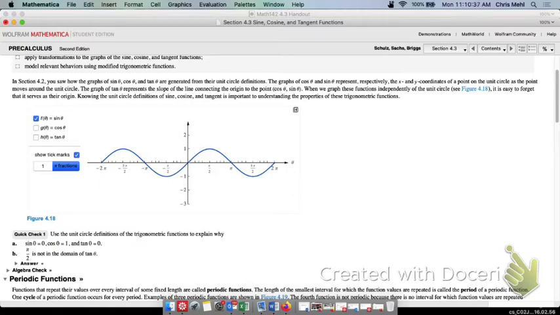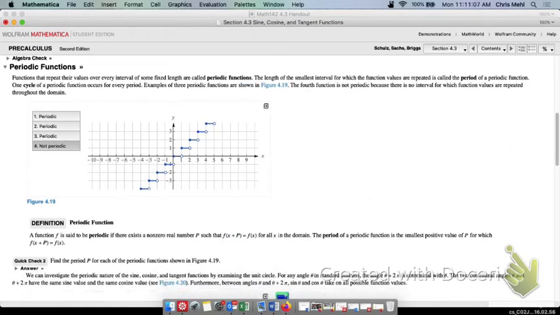One thing you notice is that on every interval of length 2 pi, the graphs of sine and cosine will repeat themselves. Whereas on the graph of tangent, you can see that the graph is just a bunch of copies of what the graph looks like from minus pi over 2 to pi over 2. So this graph repeats itself. You'll notice that every repetition happens over an interval of length pi. Okay, so that brings us to the notion of periodic functions.